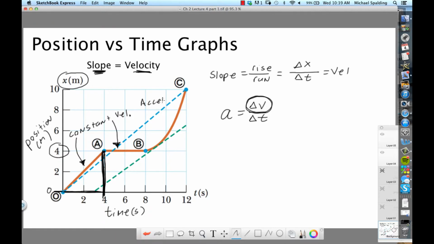Acceleration. So B up to C is an acceleration.